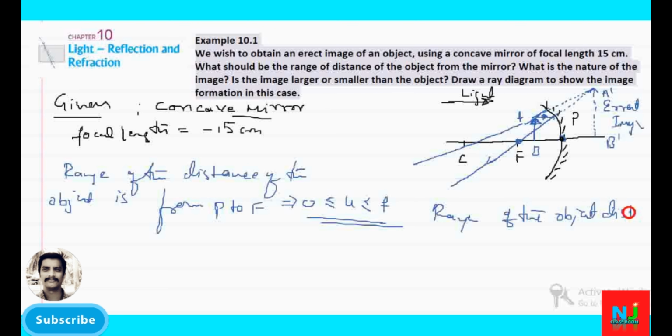Range of the object distance. It is clear, range of the object distance. So now this is the first part of the problem. Clear? So what should be the range of the object distance? The object distance from the pole to the principal focus.